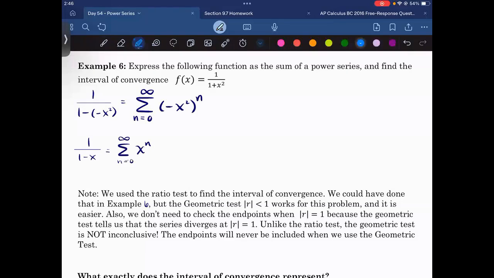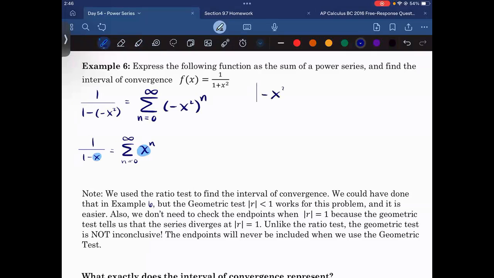Right, so when my x value changes, then this is going to change. So that's why it's in parentheses right there. Okay, so we want to find where it converges, right? And we know that for a geometric series, the absolute value of whatever that r value is has to be less than 1.